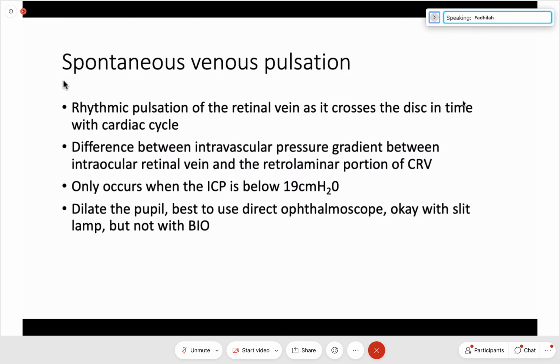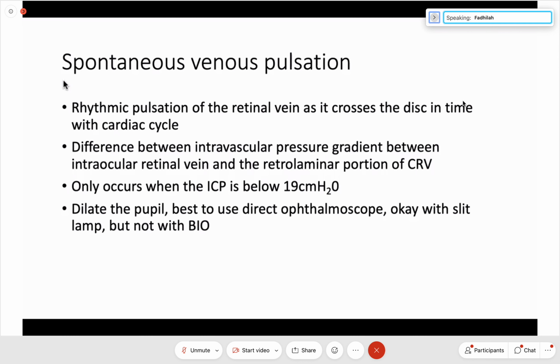So this is caused by the intravascular pressure gradient between the intraocular retinal vein, the one that you can see in the slit lamp, and the retrolaminar portion of the central retinal vein, the part that you cannot see. So there's a pressure gradient. That's why the venous flow is always to the back, right? It only occurs when the ICP is below 19 cm water. So anything above that, it starts to cease to pulsate.